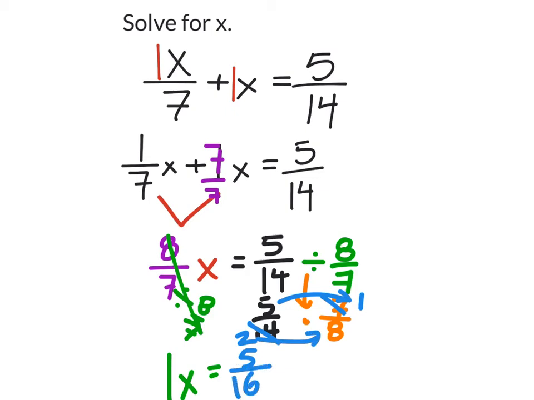Now, this shows x equals 5 over 16, but I would check this, right? So I'd say, well, I'd have 5 over 16 over 7, and then I would add that to 5 over 16. Now, what I get should be 5/14, right? And when I push equals in my calculator, it shows me that it is. Therefore, I know that this is a correct answer. That answer is the solution to this equation because it makes the original equation true.